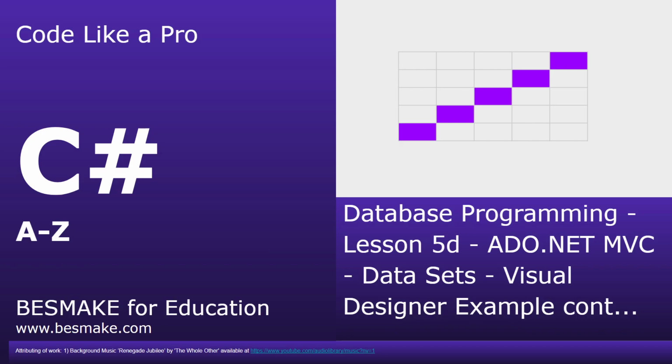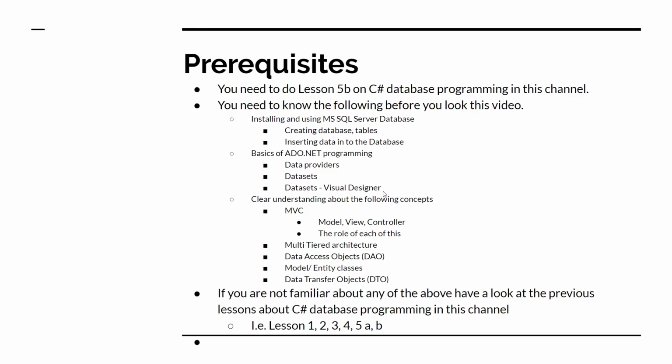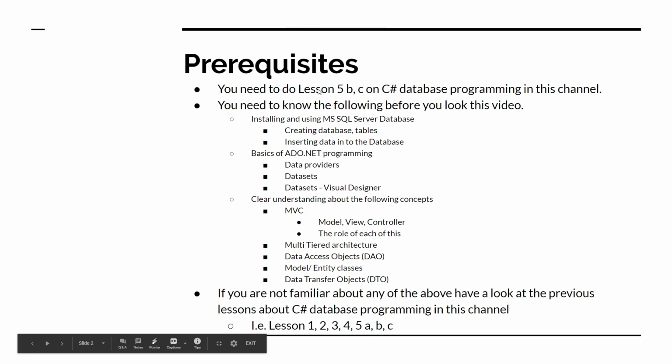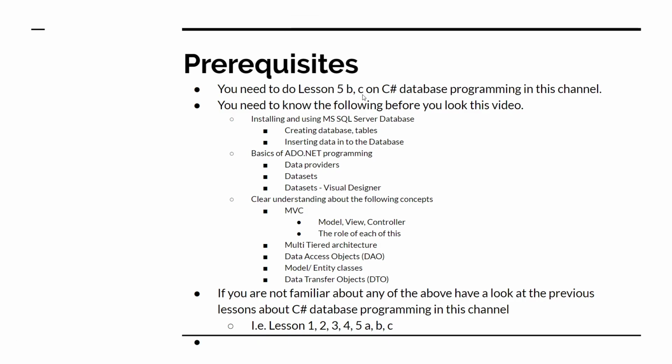Lesson is database programming, lesson 5D, section D, ADO.NET, MVC datasets, visual design example, continuation of it. So we'll be using Visual Studio 2019 for practicals and Microsoft Docs for referencing. Let's start it, guys. So prerequisite, it's very important. You need to know about lesson 5B and 5C at least before you do this. Because this is lesson 5D of database programming, it is very important to do them before you look into this video, right? At least lessons 5B and 5C on C# database programming in this channel.